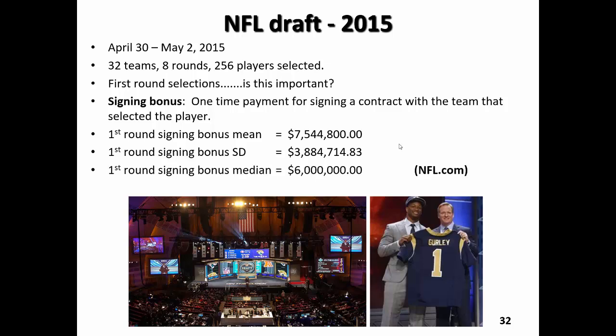Now, when we take a look at the median signing bonus in the first round, the median, or the middle, was an even $6 million. So what we can see here is that the median and the mean are quite a bit different from each other. Because the mean is higher than the median, that tells us that the distribution of these signing bonuses was positively skewed, so that a small number of players that were paid very high signing bonuses skewed the average into the positive direction, away from the median.